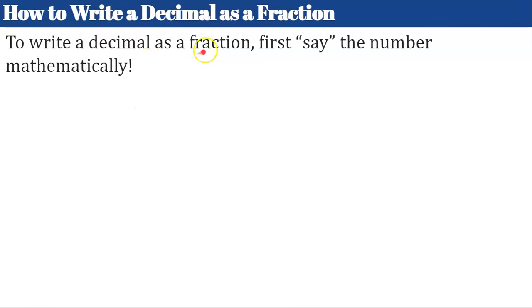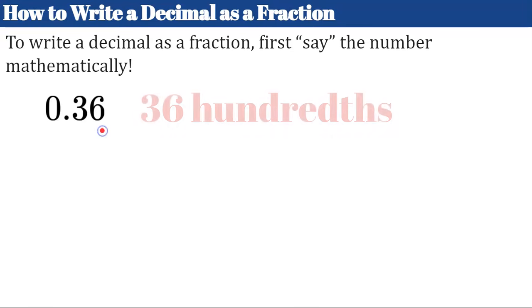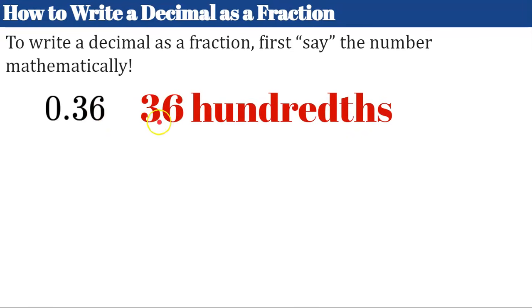Now let's talk about how to write a decimal as a fraction. To write a decimal as a fraction, you first say the number mathematically, and it will help you. So let's look at 0.36. Some math teachers won't let students say that. They want them to read it mathematically. It makes you communicate that you understand what it represents. So if I read this mathematically, I say 36 hundredths.